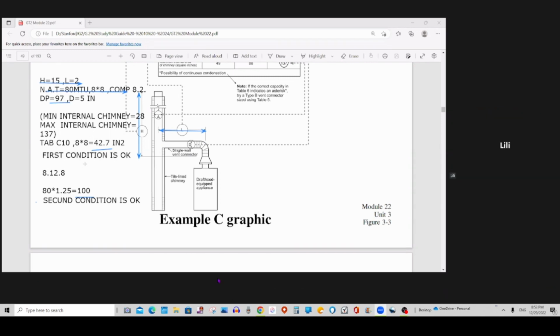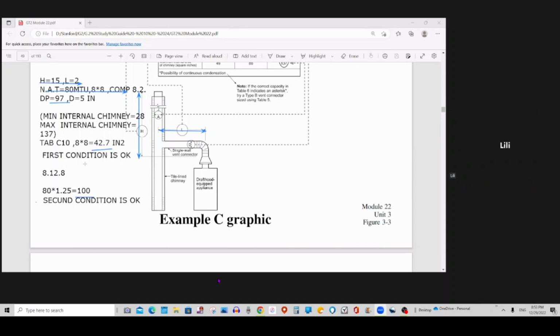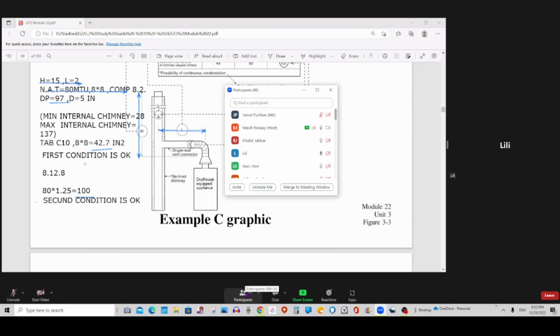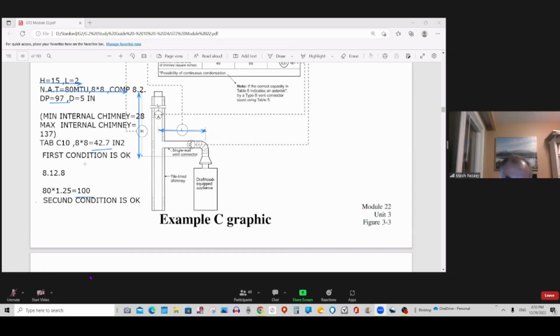Mr. Hamid. Ms. Lily, can you explain what we've done? What we've done is showing on the pictures. We need to make sure the second condition is okay and the first condition is okay. In this example, after the calculation, both conditions are met. Thank you, Ms. Lily. Can you explain what those conditions are?